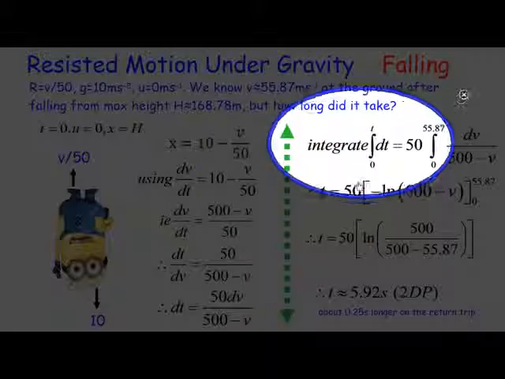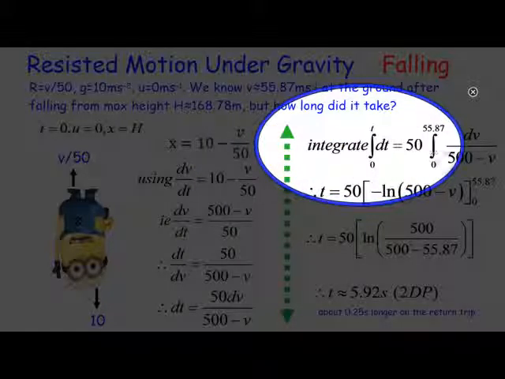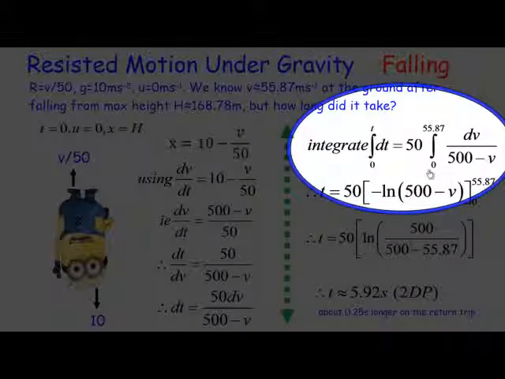Now, this one's okay. We can actually do this one, so let's have a quick look at the integral. We're integrating 0 to t, the general time, as we don't know how long it's going to take to fall. But we do know that the velocity started off at 0. When it gets to the maximum height, it's 0 velocity, and then it starts to fall, and it attained a velocity of 55.87, which is well below its terminal velocity.